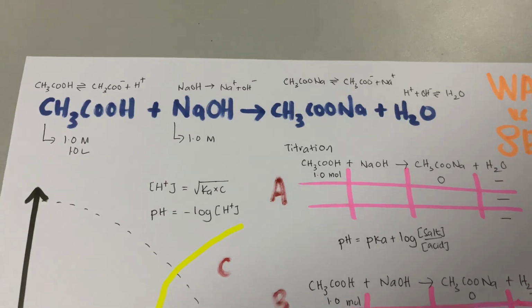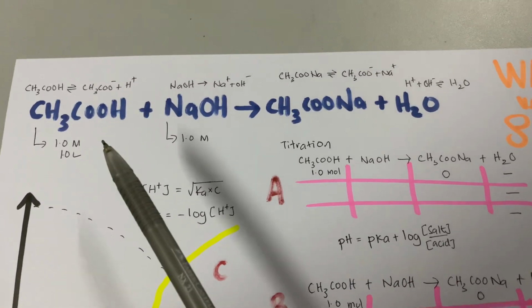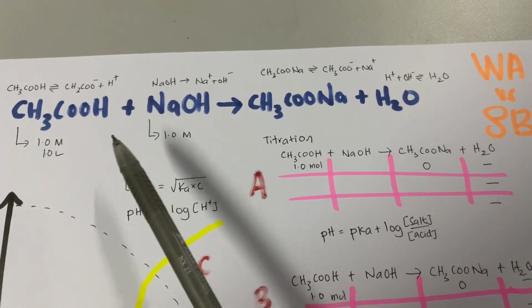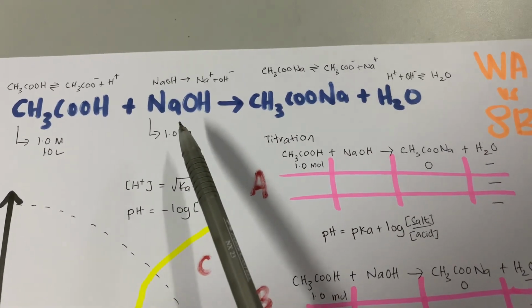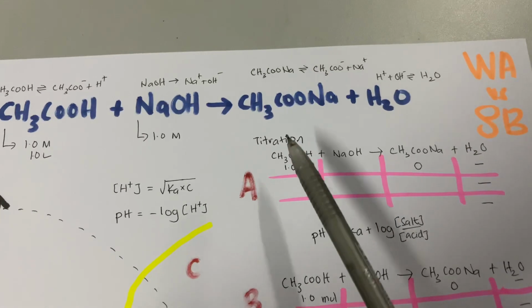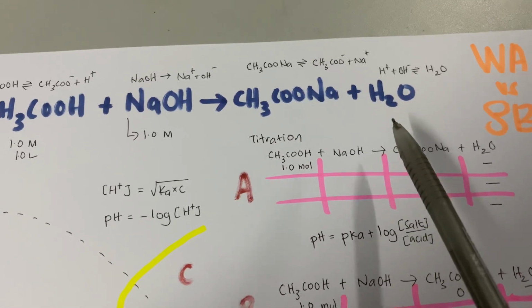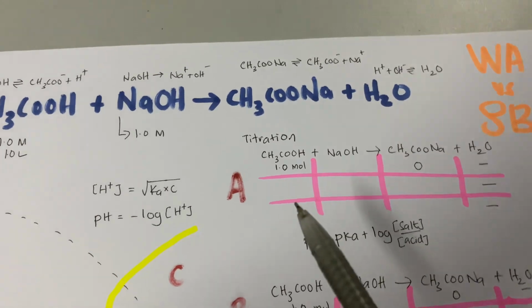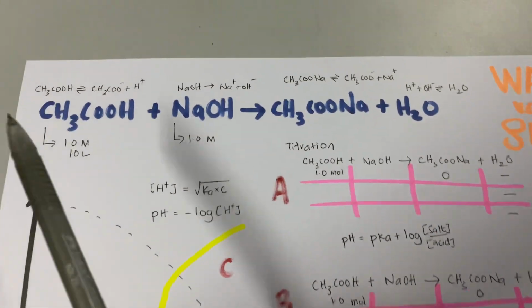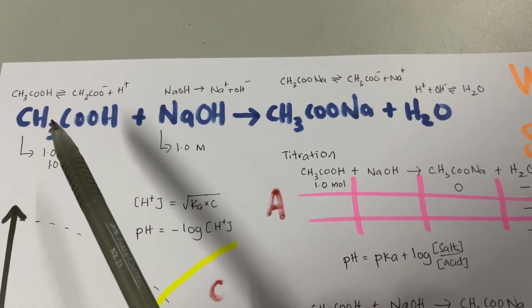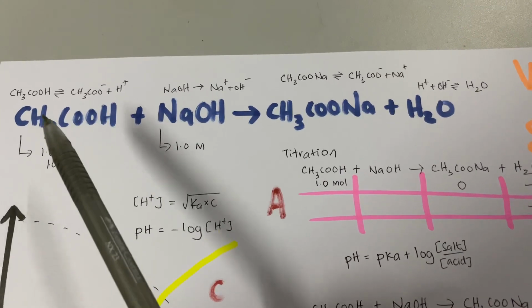So we have ethanoic acid as the example of weak acid. Ethanoic acid reacts with sodium hydroxide in a titration to produce sodium ethanoate. This is the salt, and also H2O. Okay, and then I have also written the dissociation of each of the components here.